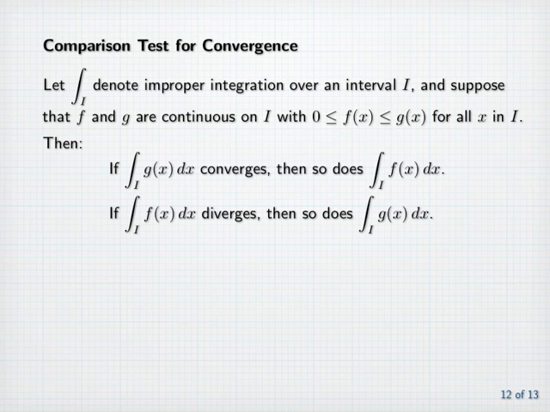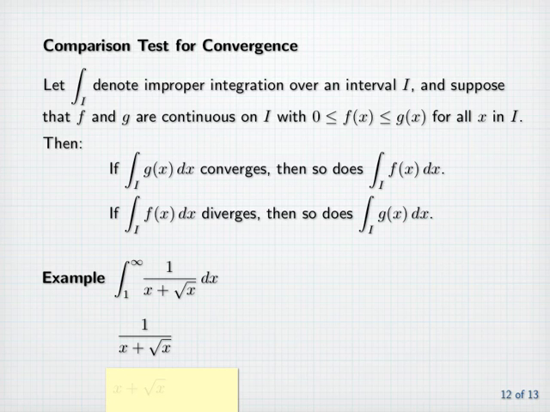Now let's look at an example. Consider the integral from 1 to infinity of 1 over x plus the square root of x dx. Our integrand here is 1 over x plus the square root of x. Now we want to do one of two things. We either want to find a function that's greater than or equal to this function on the interval 1 to infinity whose integral converges, or find a positive function less than or equal to this function on the interval 1 to infinity whose improper integral diverges.